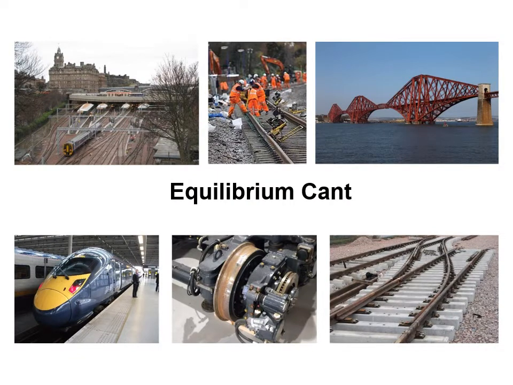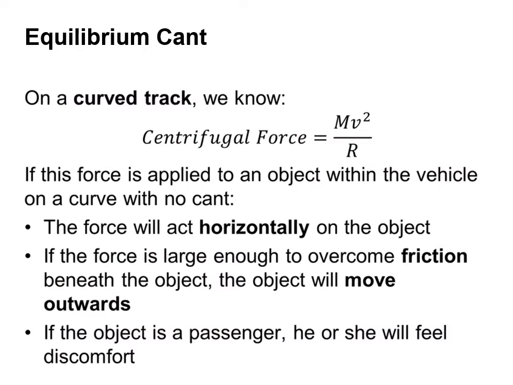So now we'll look at the subject of equilibrium cant. So if we're on a curved track, we know the centrifugal force is equal to the mass times the velocity squared divided by the radius of the curve. If the force is applied to an object within the vehicle on a curve with no cant, the force will act horizontally on the object. If the force is large enough to overcome the friction between the object and whatever the object's sitting on, the object will move outwards. If the object is a passenger, he or she will feel discomfort.